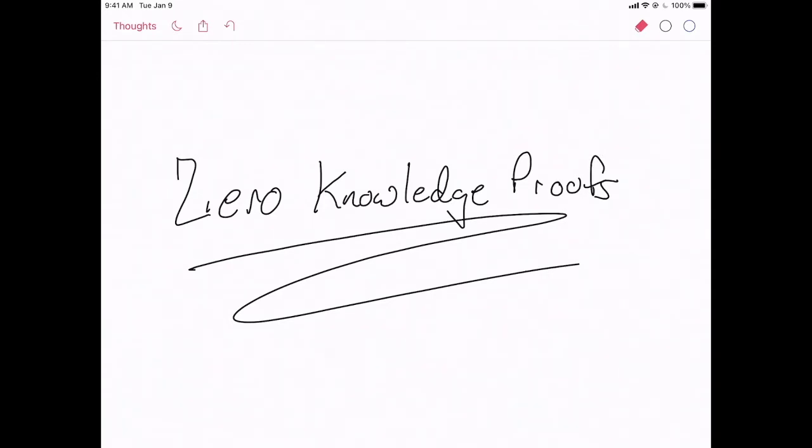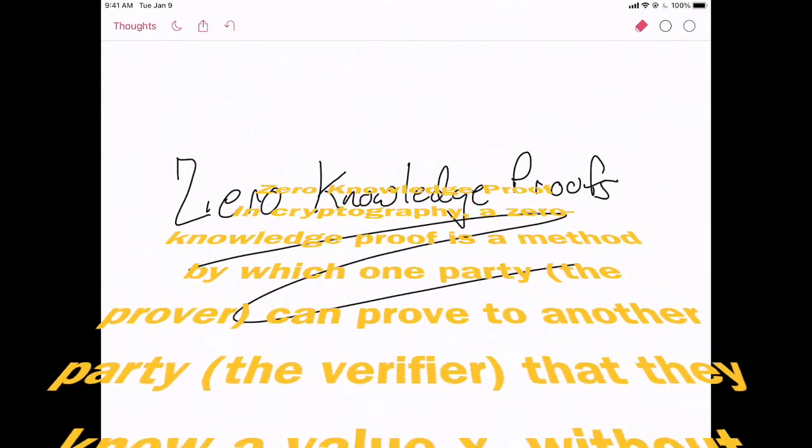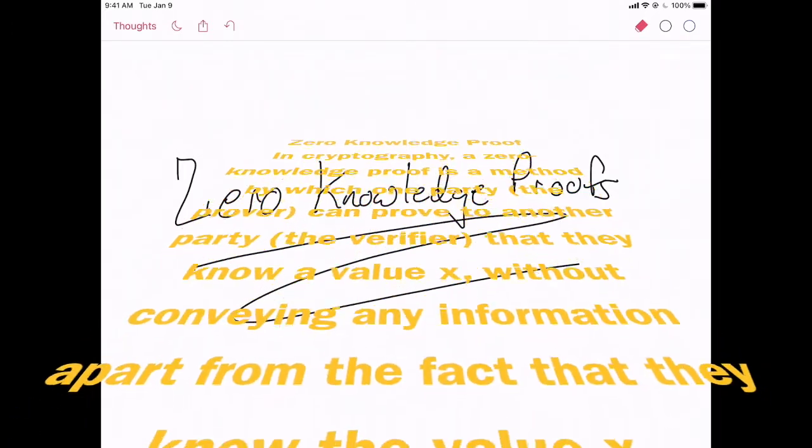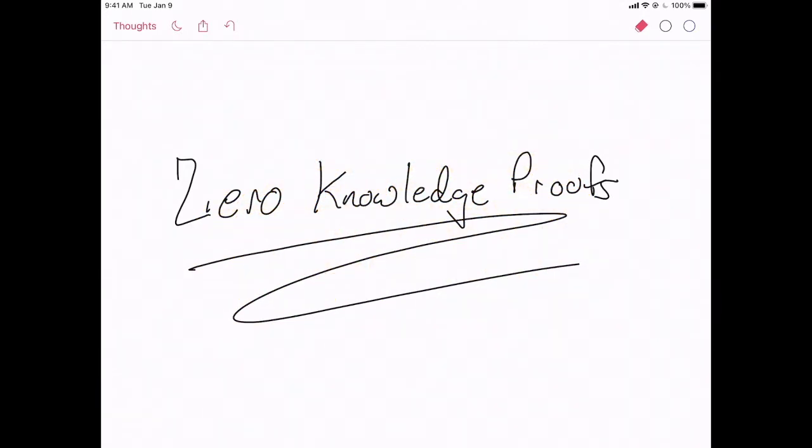Now, the first thing I better do is give you the Wikipedia formal definition. In cryptography, a zero-knowledge proof is a method by which one party, the prover, can prove to another party, the verifier, that they know a value X without conveying any information apart from the fact that they know the value X. So this is very straightforward.